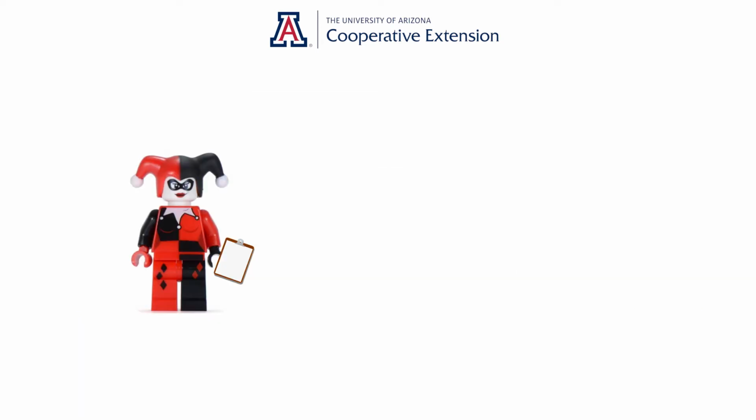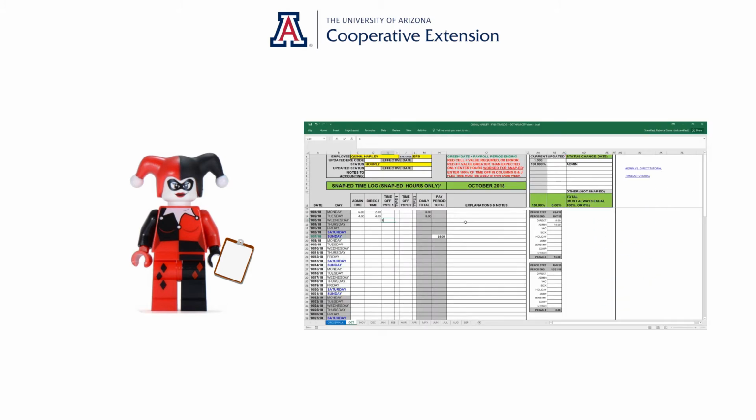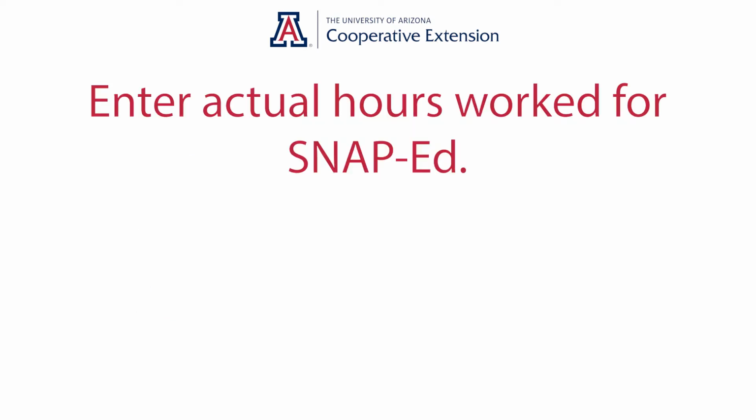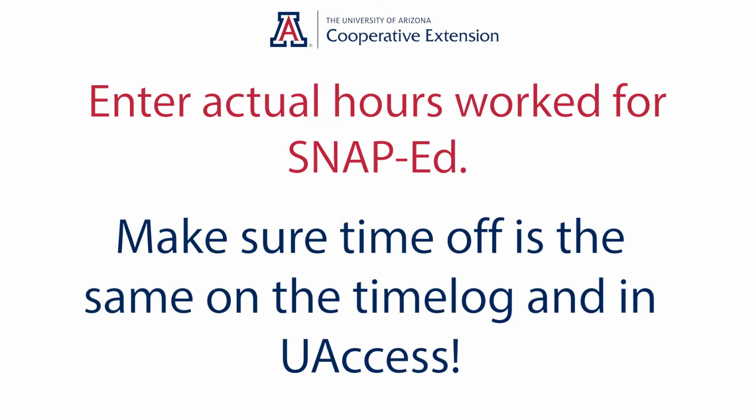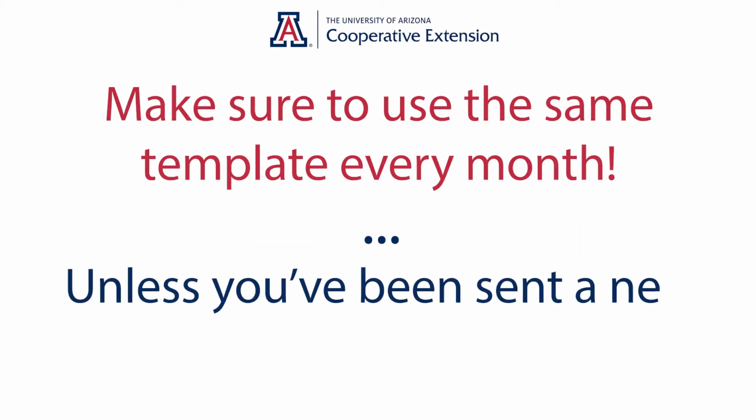Best practice for the time log is to fill out your time for the day after you completed working, instead of trying to fill out the entire month at the end. Mostly, you need to make sure you're reporting actual hours worked for SnapEd and ensuring any paid time off is the same as it is in your U-Access timesheet. Once you've finished your log, save it according to your county's protocol. Just remember to use the same template every month, unless accounting or your supervisor sends you a new one, in which case you should delete the previous template and go forward with the updated one.